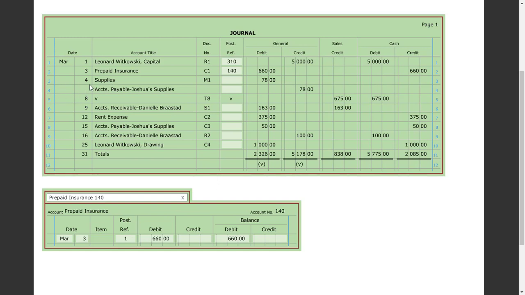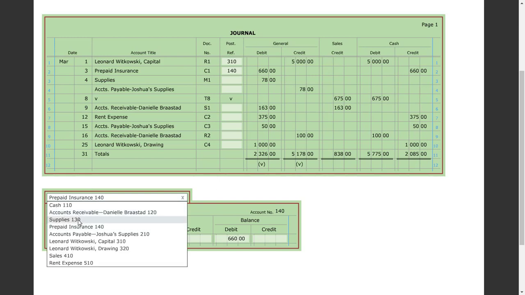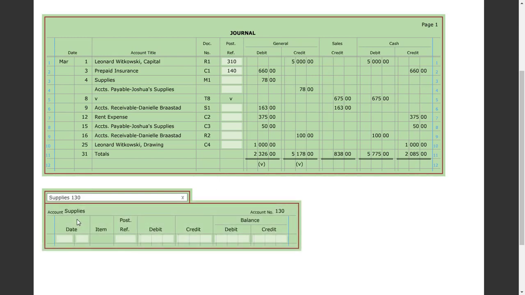Line 3, when I look at the account title, it says supplies. Start with my date, March 4th. Post reference is 1 from journal page 1. How much is supplies being affected by? As a? Thank you. What is its balance right now?